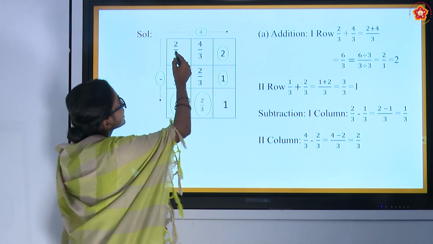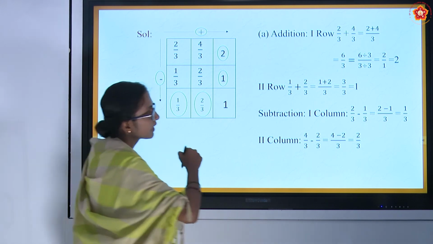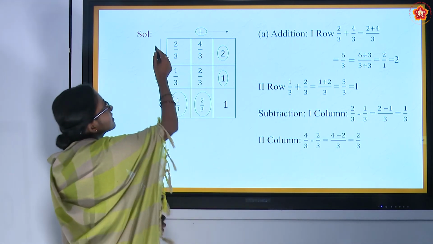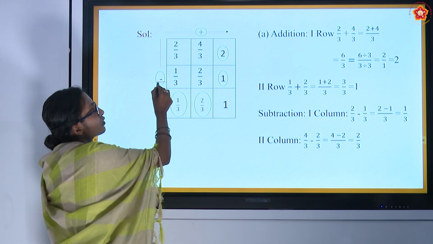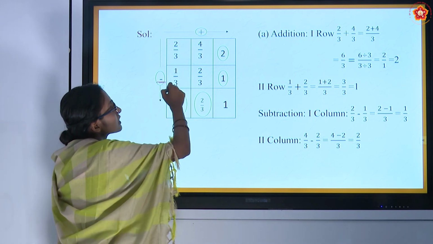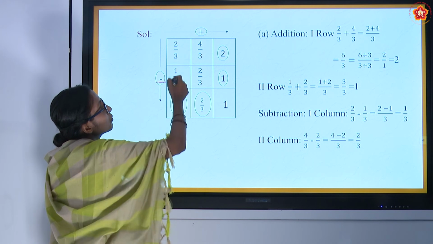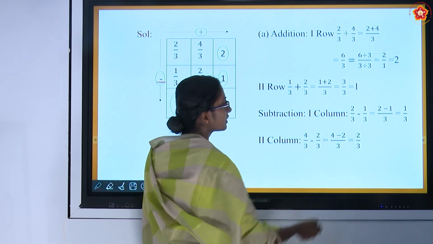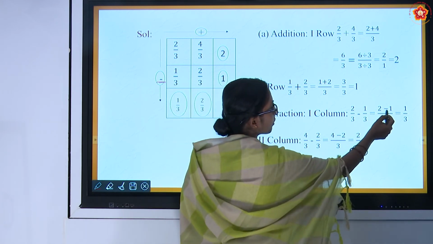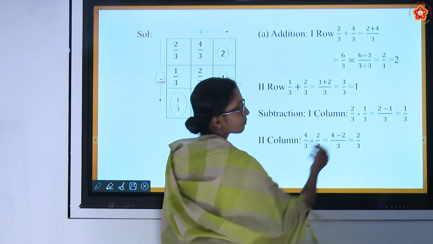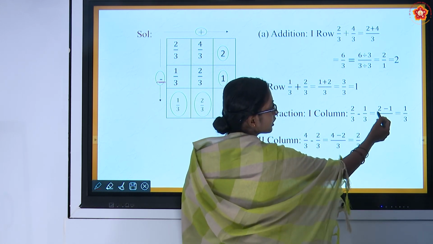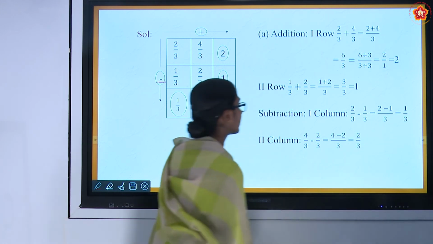Subtraction, column wise. 2 by 3 minus 1 by 3. As column wise they are asking us to subtract, we will use the minus sign. We will subtract them. 2 by 3 minus 1 by 3. 2 minus 1, because denominators are same. 2 minus 1 whole divided by 3. 2 minus 1 is 1 by 3.